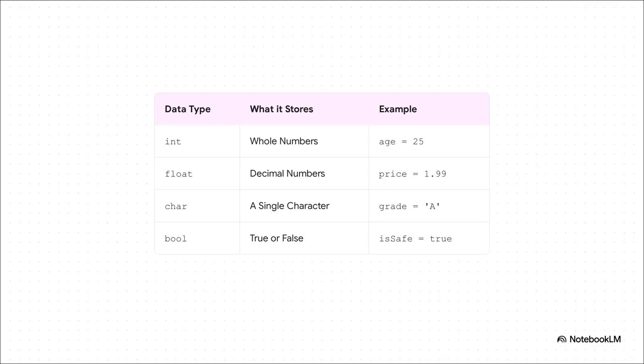And just like in real life, you've got different kinds of boxes for different kinds of stuff. If you're storing a whole number, like your age, you'd use an int box. If it's a number with a decimal, like a price, you grab a float box. Got a single letter, like a grade on a test, that goes in a char box. And for a simple true or false, a yes or no, you use a bool. Telling the computer what kind of box you're using is super important. It helps it manage its memory and keeps things from getting messy.